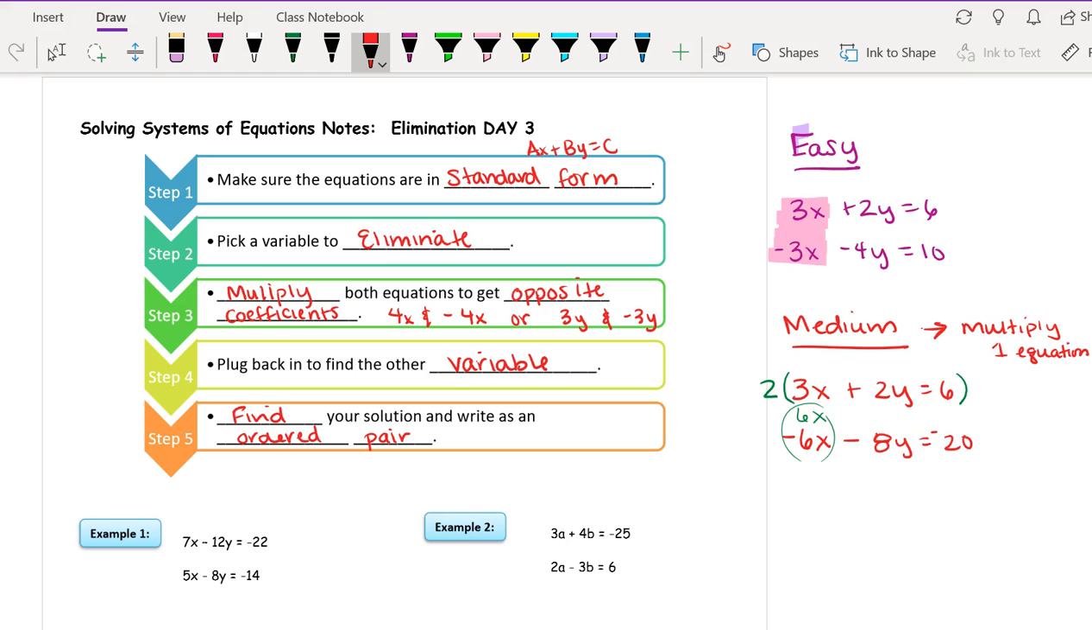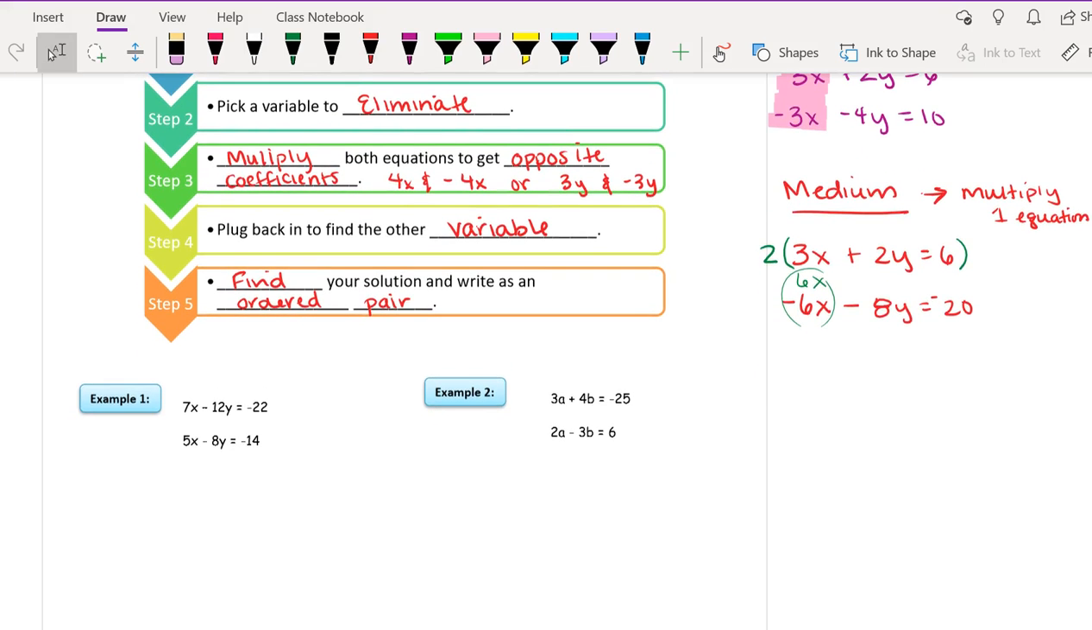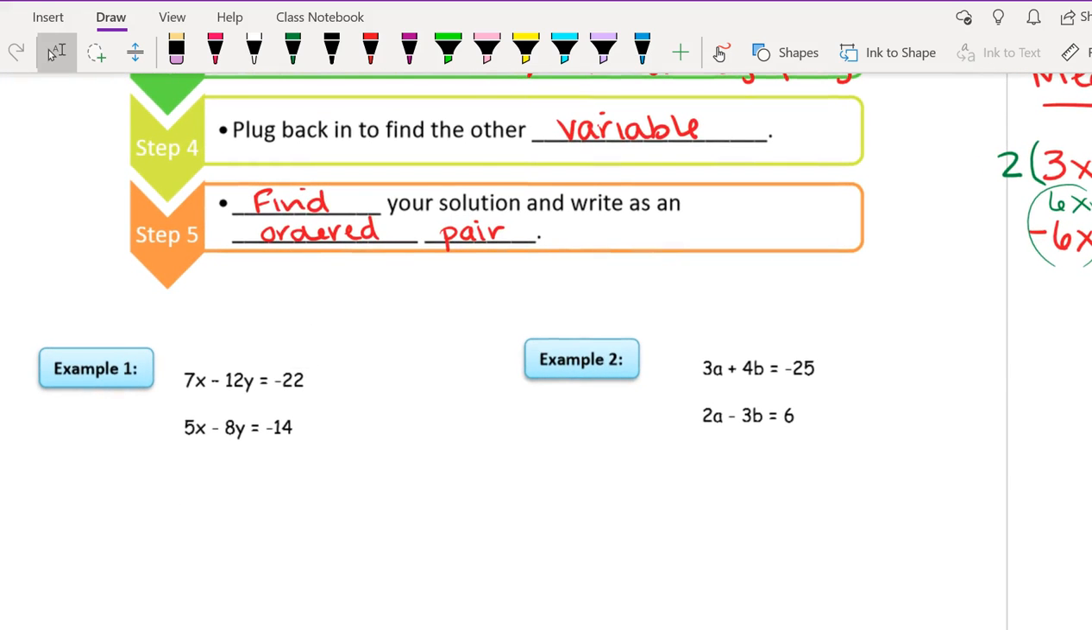Okay, so let's take a look. In example number 1, we have 7 and 5, 12 and 8. 7 doesn't multiply to get 5. 5 doesn't multiply to get 7. 8 doesn't multiply to get 12, and 12 doesn't multiply to get 8. So I can't just multiply one of the equations. I have to multiply both. This is where we want to find the least common multiple of one of the values. So pick a variable. I don't care which variable. I'm going to say let's eliminate the y's.